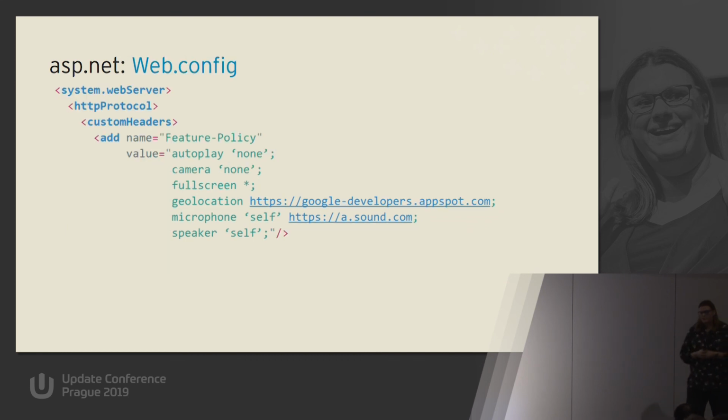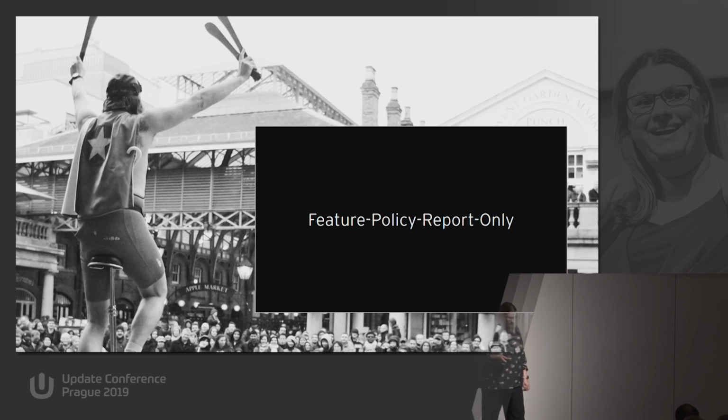And just for reference, in Web.config, the same thing we have seen before, the feature policy is added as a custom header. We also have a report-only header here as well, similar to the CSP. So if we want to try it out and make sure that we don't break the page, we can use this header first, and then when we are certain that it works, we can switch to the regular header.